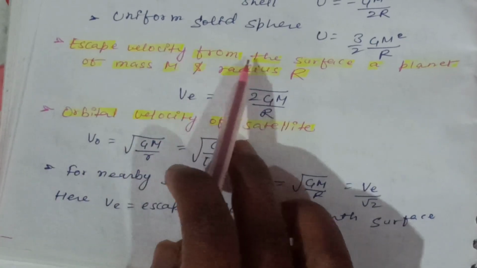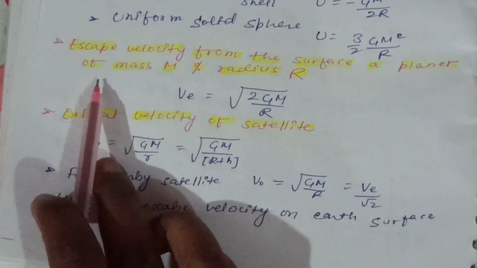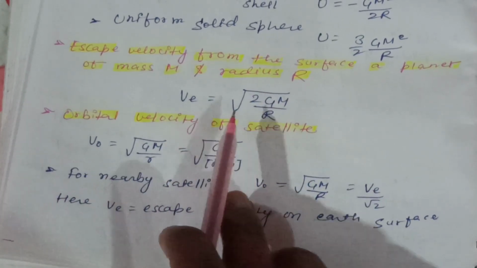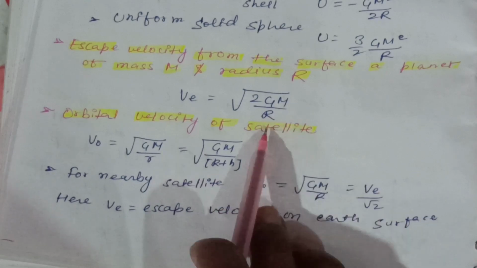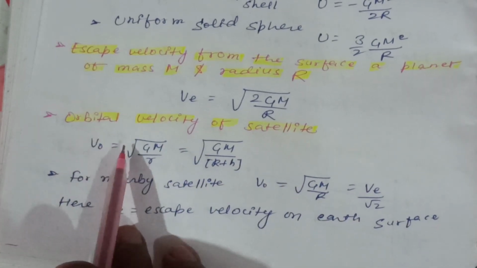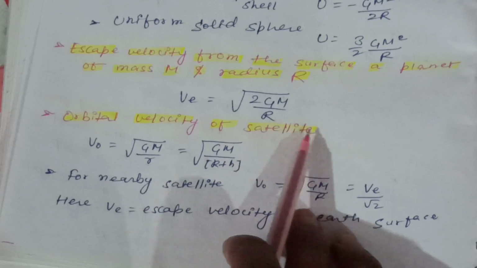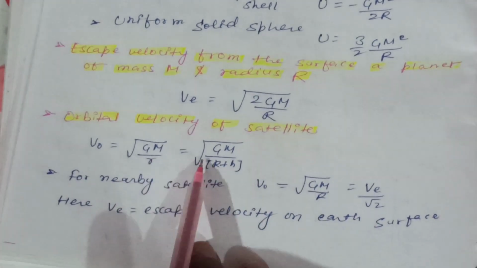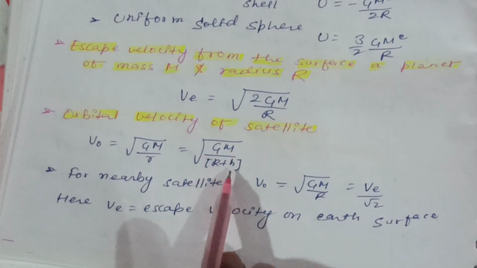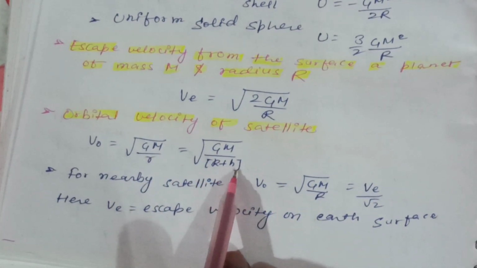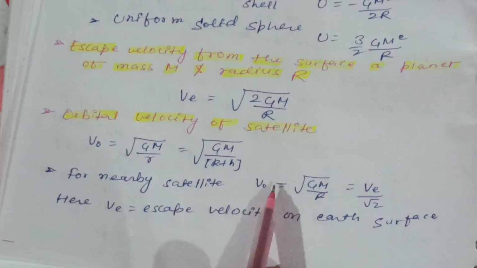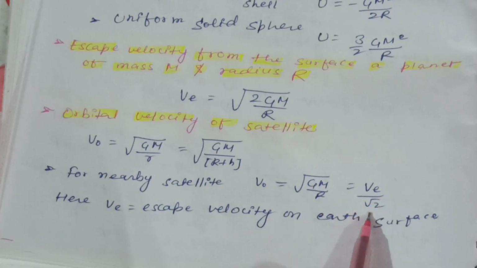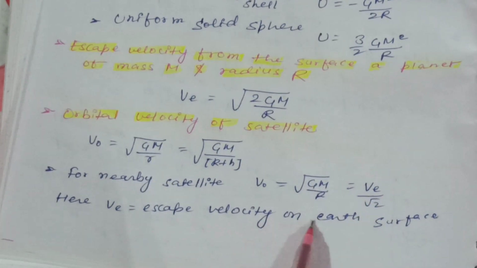Escape velocity from the surface of a planet of mass M and radius R: Ve = √(2GM/R). Now orbital velocity of a satellite: V0 = √(GM/r) = √(GM/(R + H)). For a nearby satellite, V0 = √(GM/R) = Ve/√2, where Ve is the escape velocity on Earth's surface.